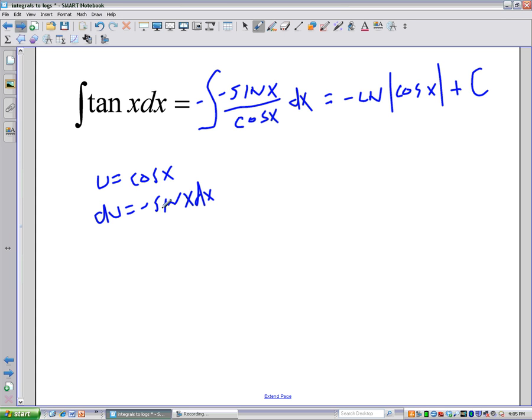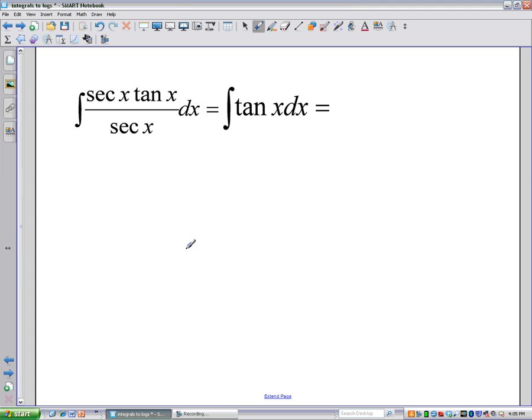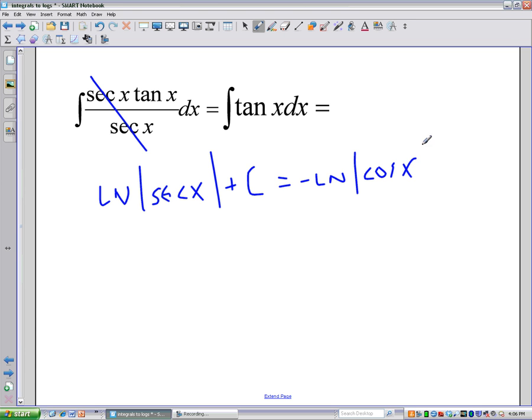All right, I've been messing with you because those last two problems were the exact same problem, weren't they? On the one hand, if I do secant of x like so, that's the same thing, right? That's tangent of x. So here's what the crazy part might be. On the one hand, we got the natural log of the secant of x plus c. On the other side, we ended up with the negative natural log of the cosine of x plus c. Are they the same thing? Well, let's think. How are secant and cosine related?